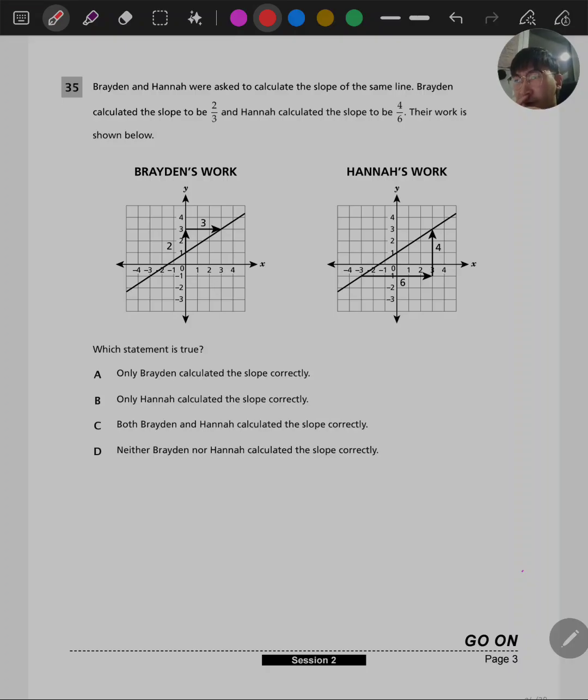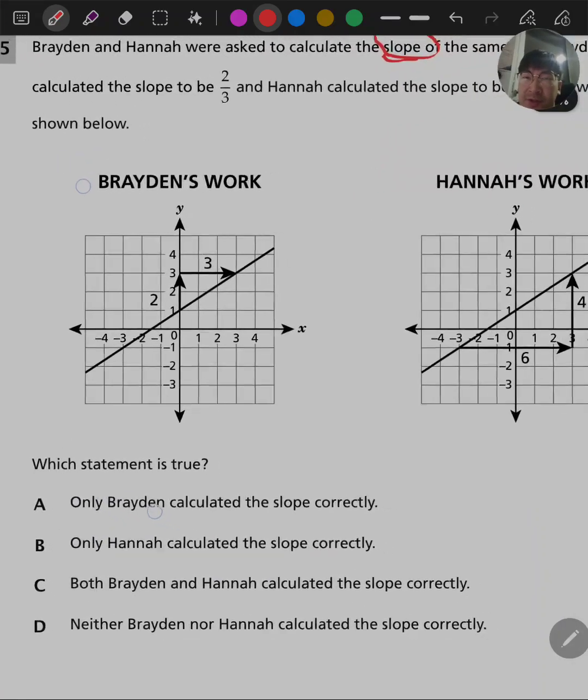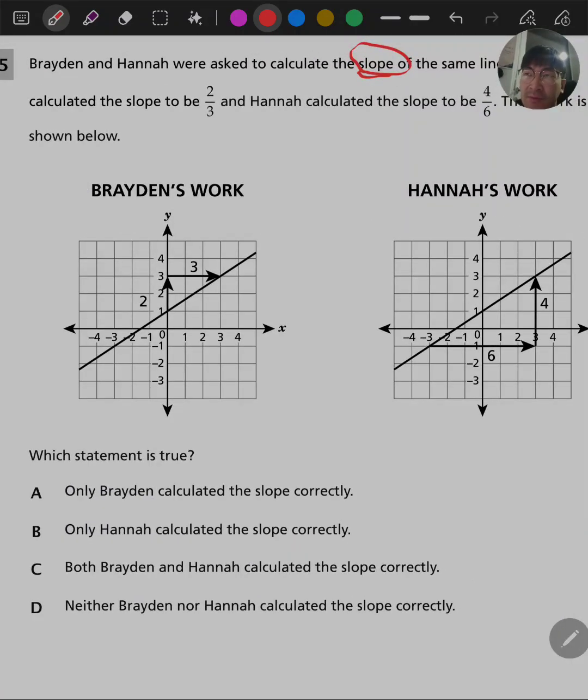So in this part, I'm going to go over questions 35 to 39. This is similar to some of the other questions we saw in the other two parts, but there are two students, Brayden and Hannah, and they're trying to calculate the slope of the same line. There are two different approaches here that they took, and we want to see who's correct and who's not.